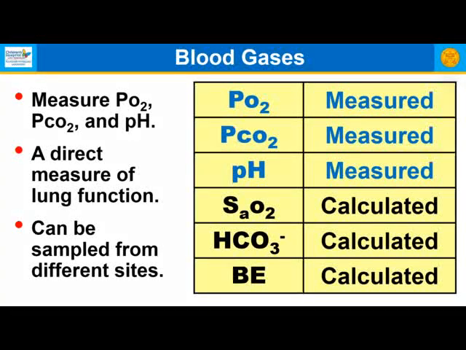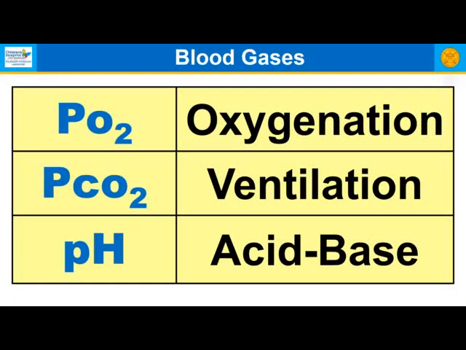So when we measure blood gases, it turns out that PO2, PCO2, and pH are measured. And these are a direct effect of lung function. They can be sampled from many different sites. Of note, on a blood gas, arterial oxygen saturation, bicarb, and base excess are calculated. So with a blood gas, PO2 reflects oxygenation, PCO2 reflects ventilation, and pH reflects acid-base status.